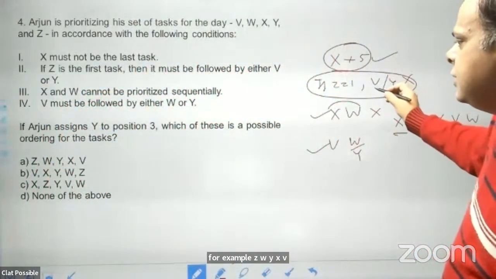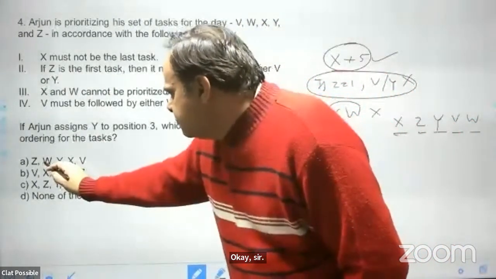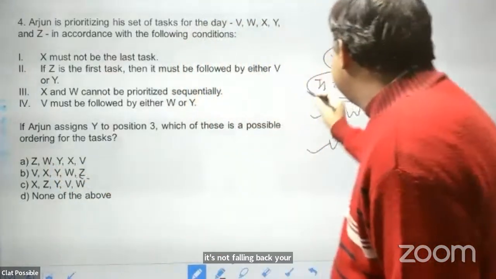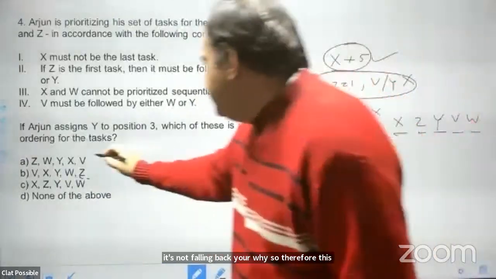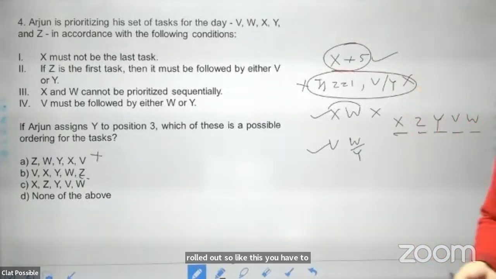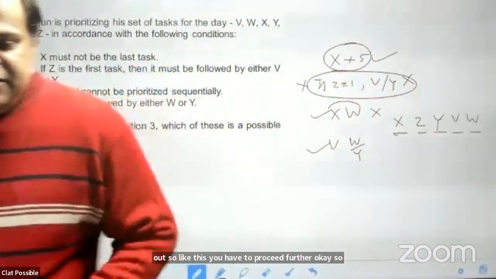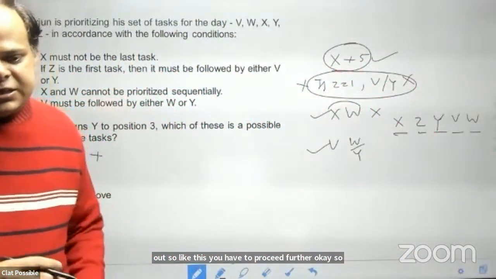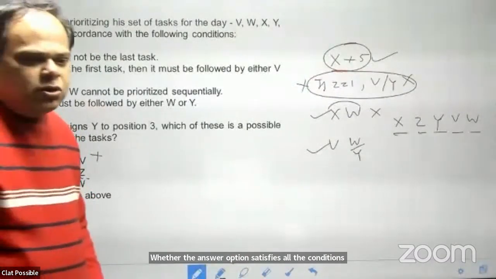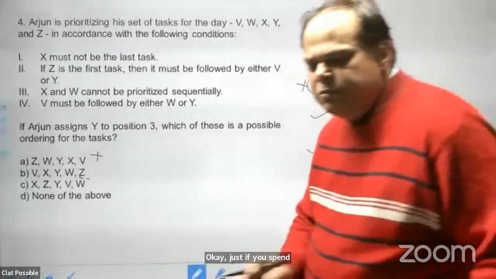If Z is 1, it should be followed by V or Y. It's not followed by V or Y, so this condition is not satisfied, and therefore A is ruled out. Like this, you have to proceed further. Write down all the conditions and just see whether the answer option satisfies all the conditions or not. It's just a little bit of practice. There's nothing more to it. If you spend some 10, 15, 20 odd questions, you will be good at this part.